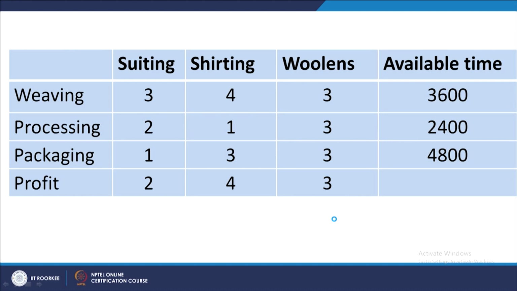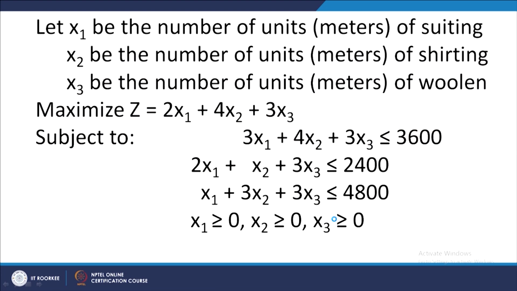So, profit 2x1 plus 4x2 plus 3x3, and also the constraints that are given are as follows: 3x1 plus 4x2 plus 3x3 less than or equal to 3600, and similarly the other constraints 2x1 plus x2 plus 3x3 less than or equal to 2400, x1 plus 3x2 plus 3x3 is less than or equal to 4800, and of course x1, x2, x3 should all be greater than or equal to 0.